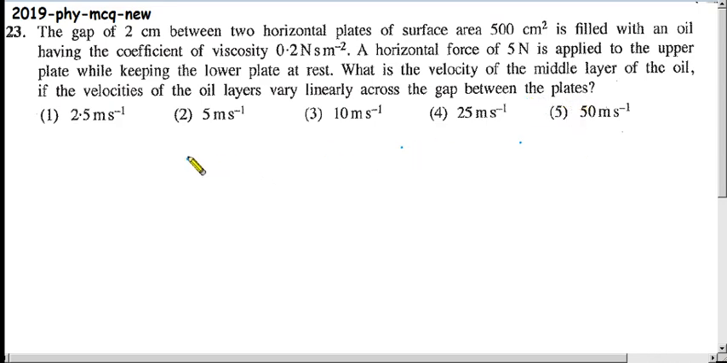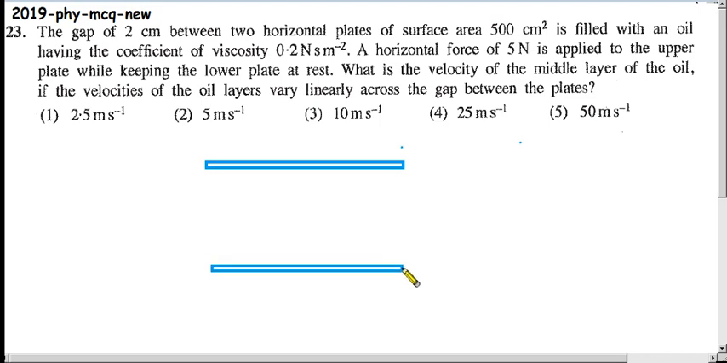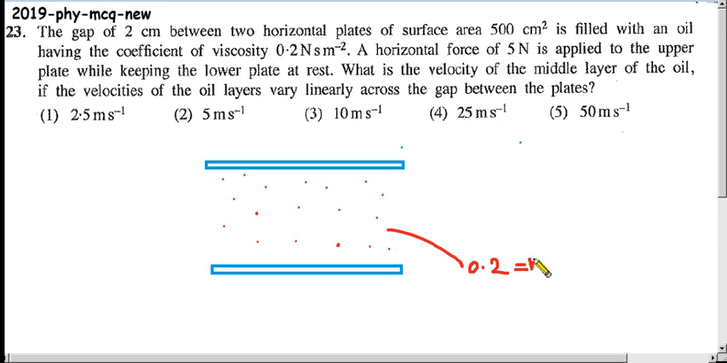So there are 5 answers given. Let's draw a little diagram. This one is the upper plate, this one is the lower plate. So there is a liquid in between these two plates according to the question, whose coefficient of viscosity is 0.2, that we denote by eta.